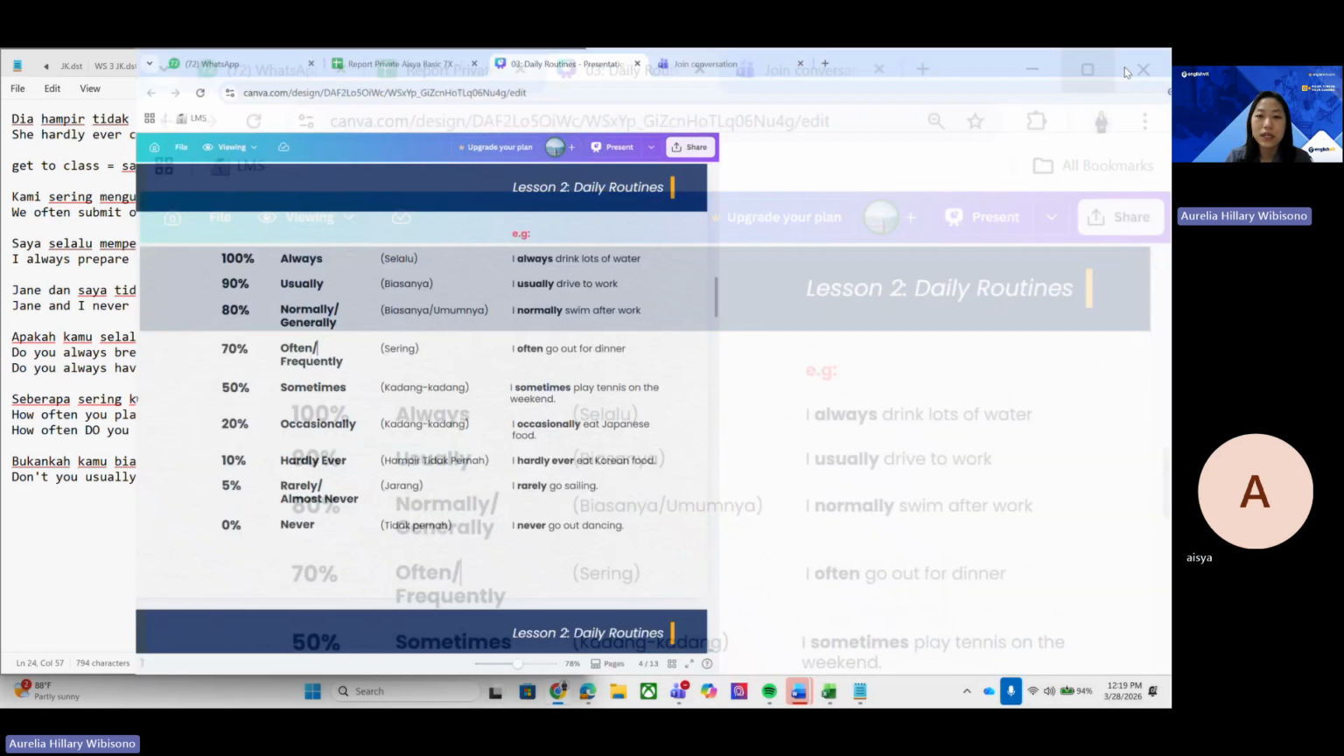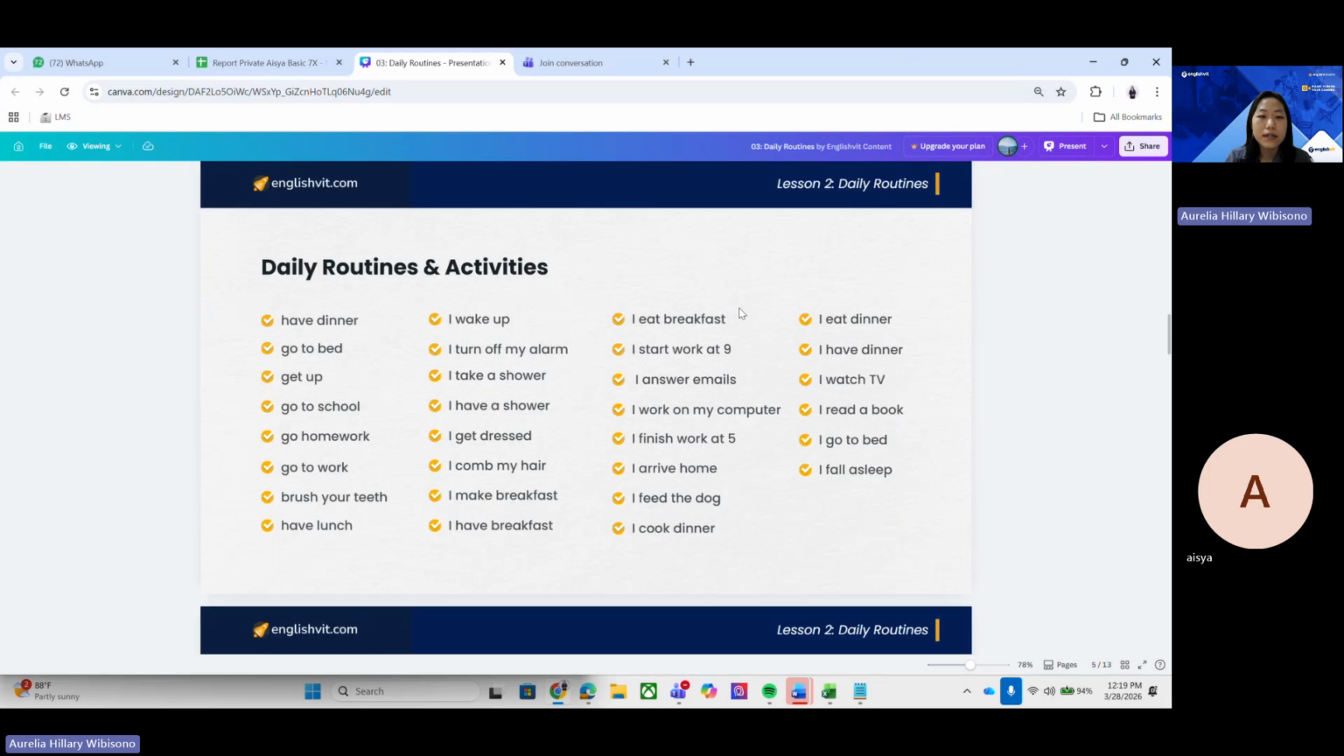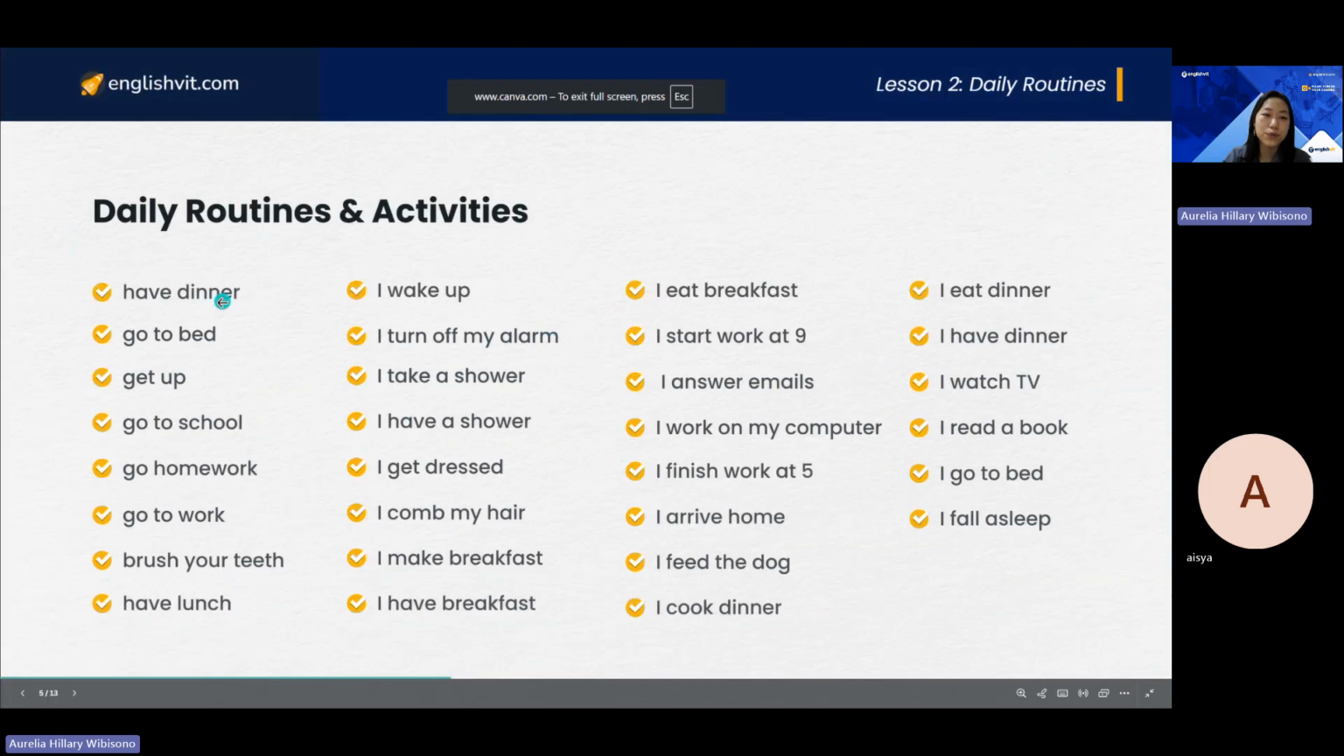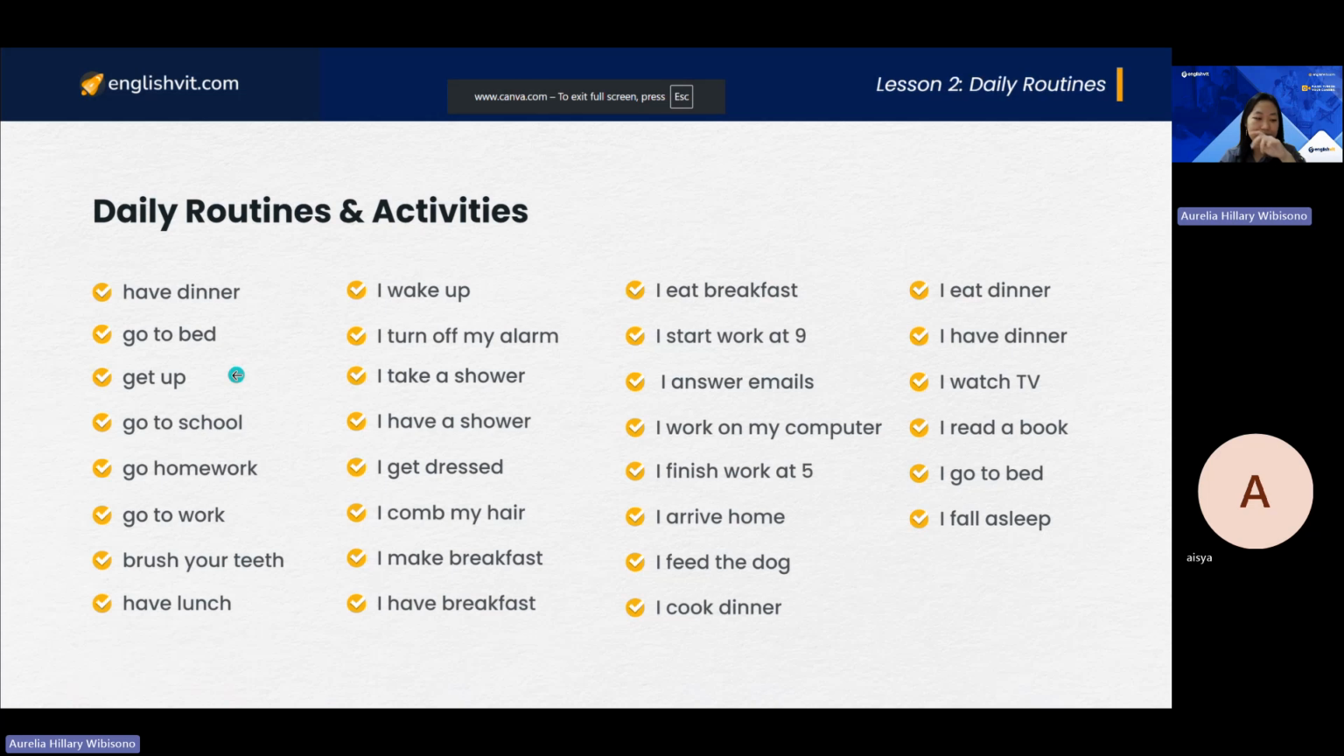Okay, let's go back to the topic here. There are some daily routines and activities right here. Please help me to read one by one and translate it. Have dinner. Have dinner itu makan malam. Yes, that's correct. Go to bed. Go to bed itu tidur.